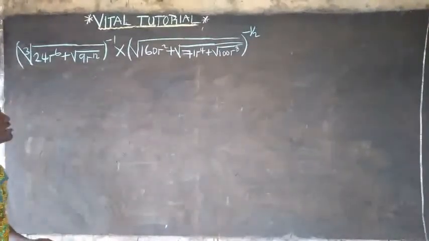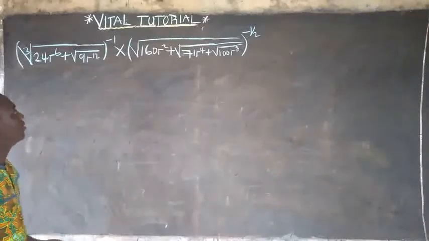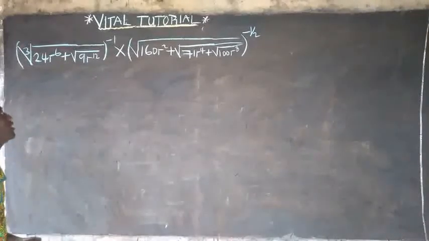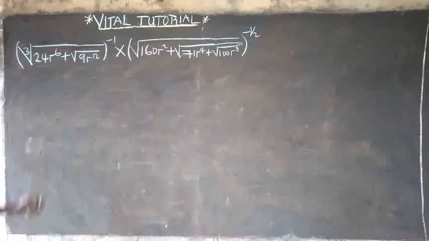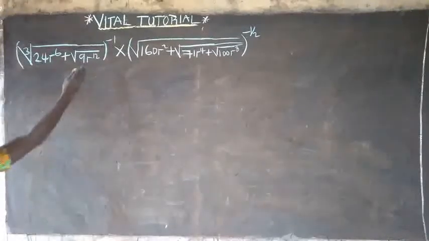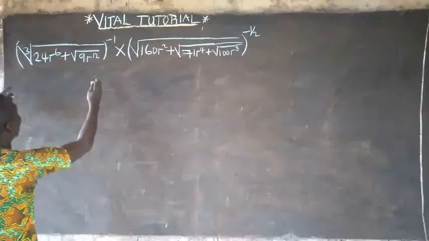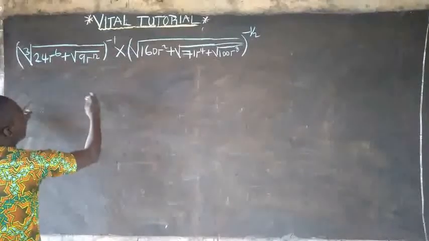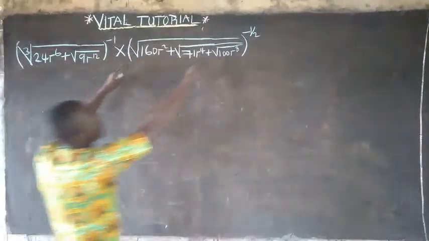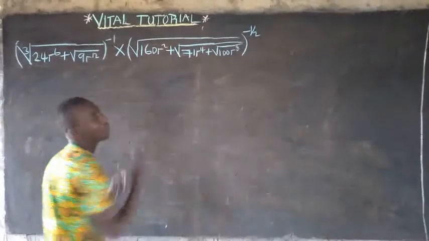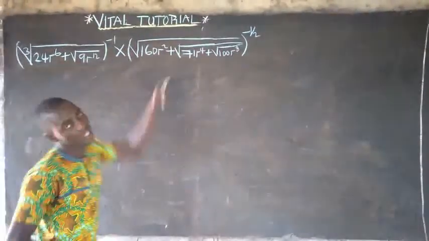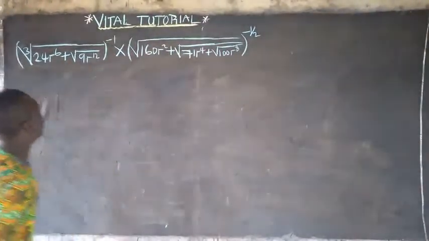If you know how, you can pause the video and try this, and if you can't, let's learn it together. I will be starting with this part. After this part, I will try to simplify this part. After I simplify this part, I will multiply whatever I get here and here to get that. So I'll start with this part.